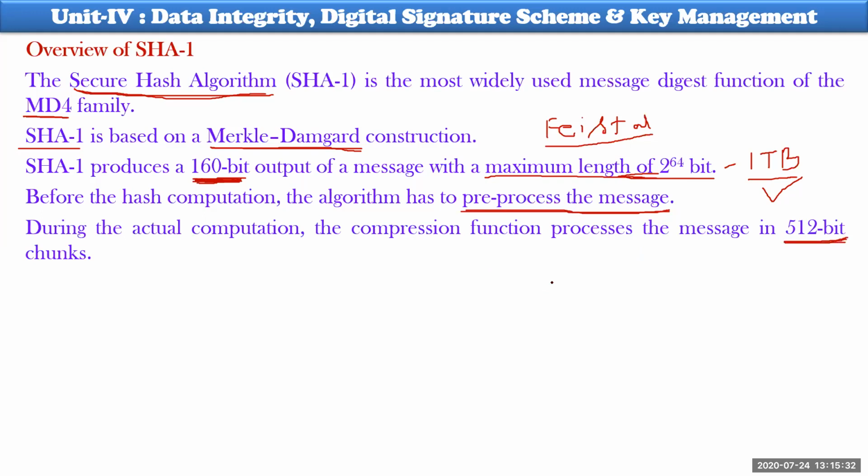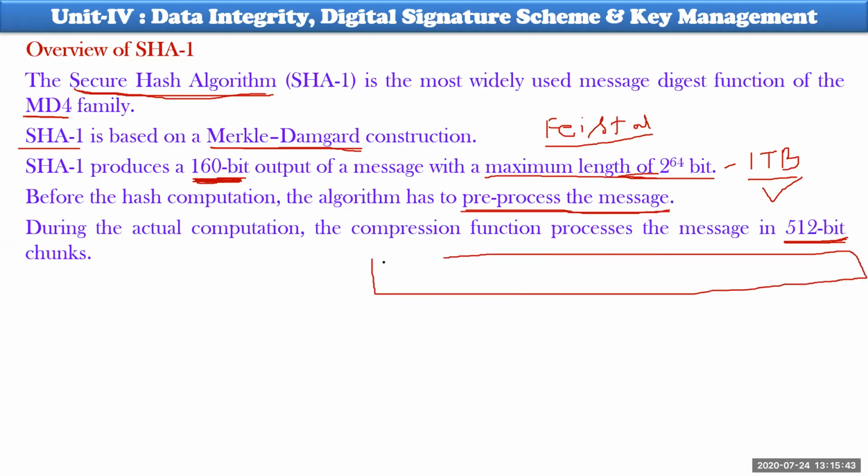I'll give you the complete detailed information in the coming slides. However, I'd like to show you that if your data looks like this, say 1024 plus some 100, 1124 bits in this particular message, the first 512 bits will be one block and the second 512 bits will be the second block. And of course, on this 512 some other operation is also performed. Let me explain what that is.